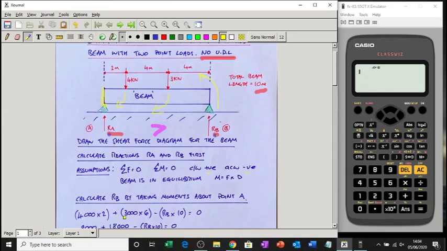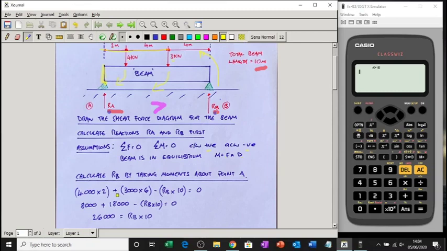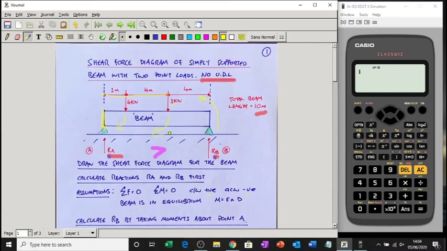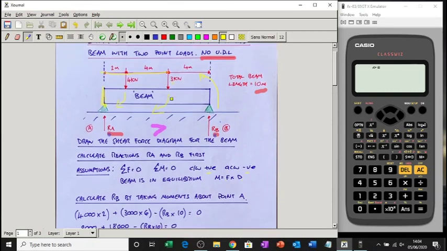I've got 3,000, and how far away is this 3,000 to there? 4 and 6, 4 and 2 is 6. So it's 3,000 times by 6, force times distance. There's my force, here's my distance, 4 and 2. It's going clockwise, so it's going to be plus. Again, that's 1 and 2.